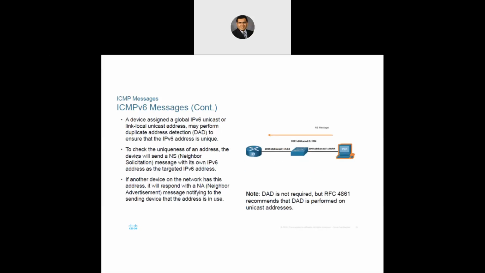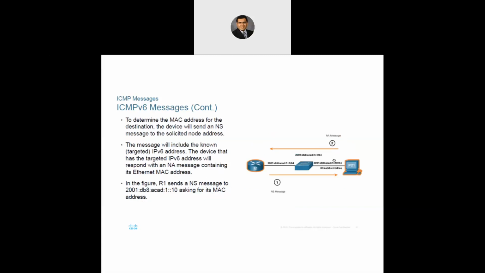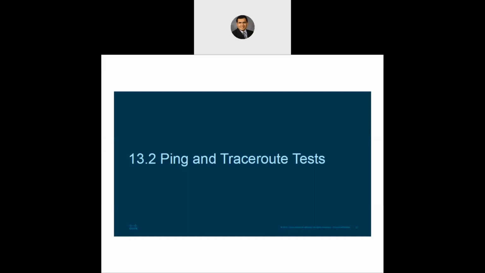To check the uniqueness of an address, the device will send a neighbor solicitation. And if a duplicate address is found in the network, then that host will send a neighbor advertisement. If there's no neighbor advertisement message coming in, that means there is no duplicate address. So this tells us about ICMP version 6 basic messaging.